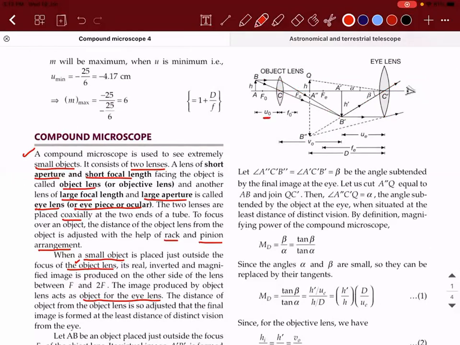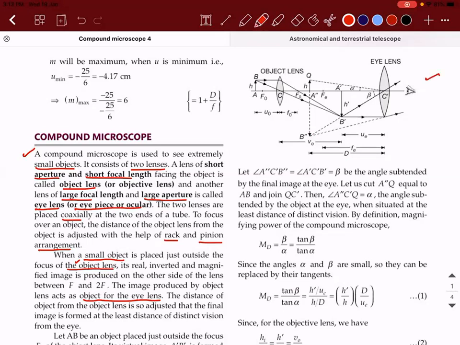This distance U0 is the object distance with respect to the objective. F naught is the focal length of the objective. UE is the object distance with respect to the eyepiece, and FE is the focal length of the eyepiece. V naught is the image distance of the object with respect to the objective, and capital D stands for the least distance of distinct vision, where capital D is the location of the final image formed due to the eyepiece.